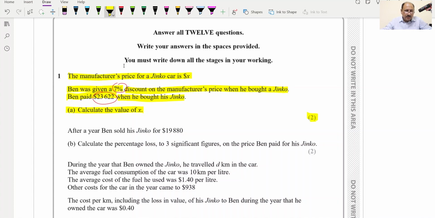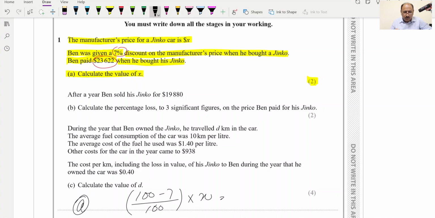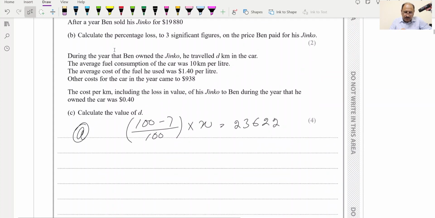This is a 2 mark question. So we have to calculate the value of X. This is basically a reverse percentage question. We can answer A part over here. So 100 minus 7, this will be the 7% discount over 100, and on X, this discount will be on X amount, which we don't know how much is this, is equal to $23,622. This will be our equation, and by simplifying this equation we can find the value of X.